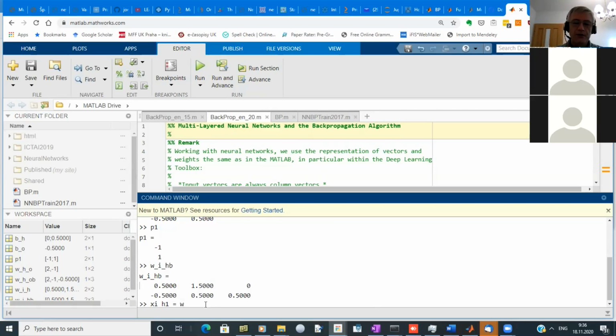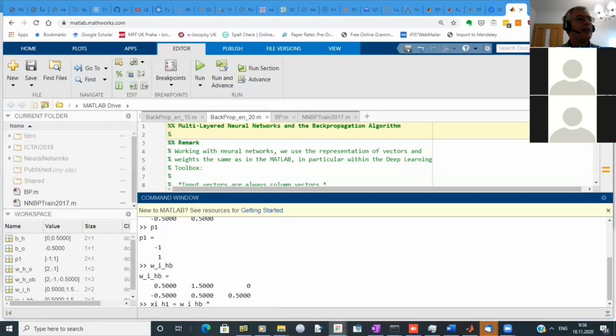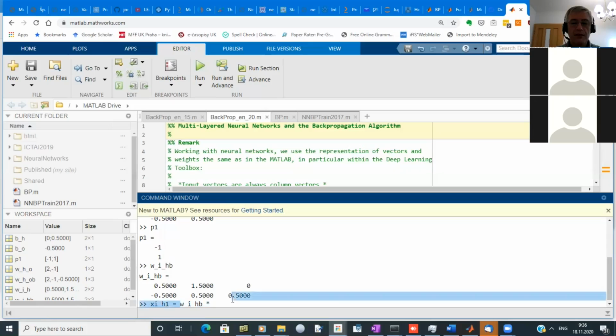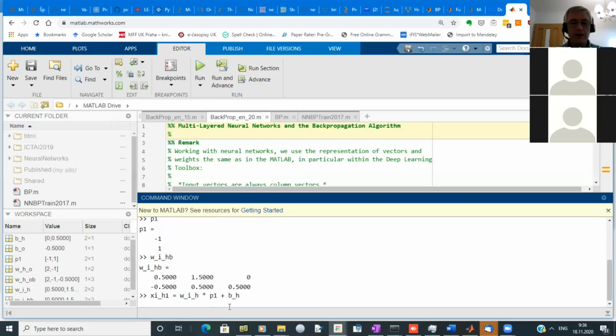Aha, so you work with the whole matrix W underscore I underscore H and B. I sent it to the chat. Okay, I will check it. I'm not sure whether I'm pronouncing the letters correctly. Yes, I will take it from the chat. So this is copied from the chat.